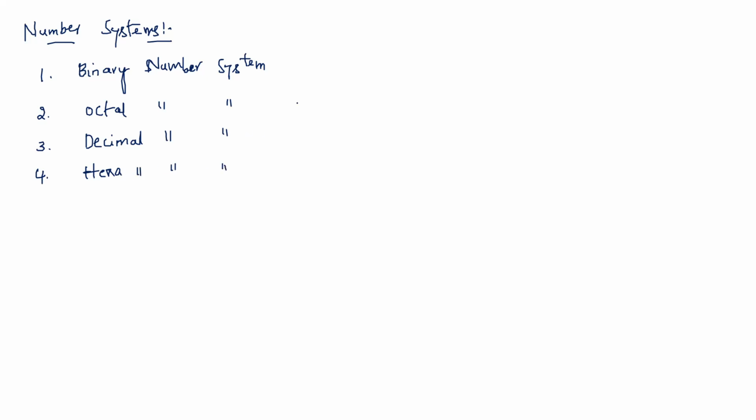So what is the base of this binary number system? Base or radix, we can call it a base or radix. Here the base of the binary number system is 2, octal is 8, decimal is 10, and hexadecimal is 16. Okay, these are the bases or radix. And then ranges, what are the ranges we have?